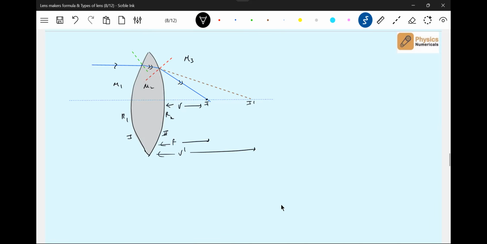Object is at infinity. First we'll do one thing. At the first surface, what is the direction of the incident ray? Towards the right. At this particular point there's an incident ray, there's a refracted ray, where the refracted ray is present in the other medium mu2. Directly you can go for V dash, mu2 by V dash minus mu1 by infinity, because where is the object? Object is present at infinity, no? Equal to (mu2 minus mu1) by plus R1.